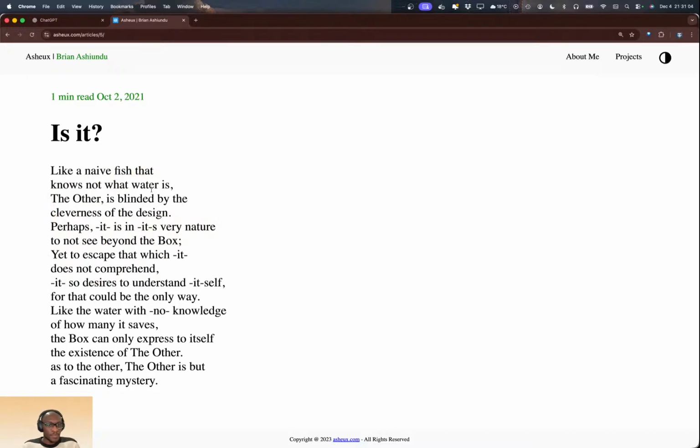The inspiration comes from this idea that I've been thinking about. Like a naive fish that knows not what water is, the other is blinded by the cleverness of the design. Perhaps it is in its very nature to not see beyond the box, yet to escape that which it does not comprehend. It so desires to understand itself, for that could be the only way, like the water with no knowledge of how many it saves. The box can only express to itself the existence of the other. As to the other, it's but a fascinating mystery.